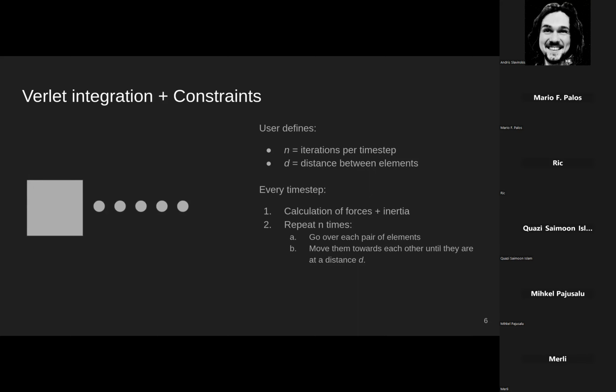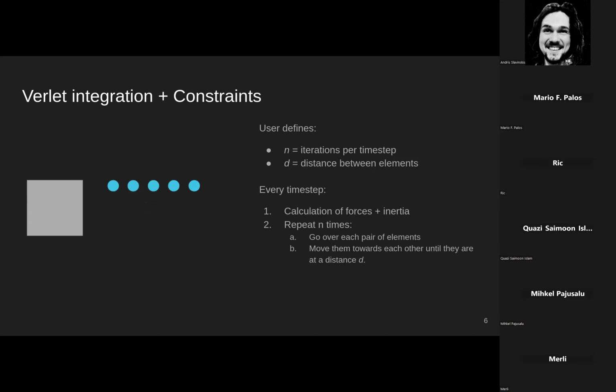And the user defines two things for this. The number of iterations per time step that ESME can use, because this is an iterative process and it needs enough iterations to converge. And then you need to define the distance you want each of these points to be at all times. So what happens is at every simulation time step, first the forces and the inertia, if there's some inertia from the previous time step, are calculated. Let's say that there's some force going up and to the right here. So all the points would move in this direction.